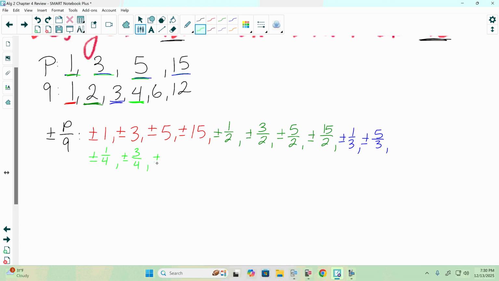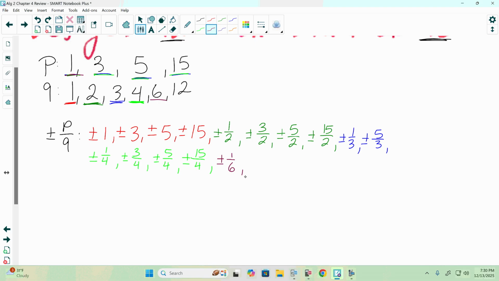5 over 4 is plus or minus 5/4. And then 15 over 4 is plus or minus 15/4. None of this reduces, none of it simplifies, none of it's been repeated, so we have to list them all out. Now we're going to do it again with 6.